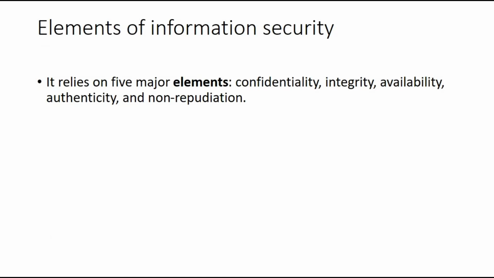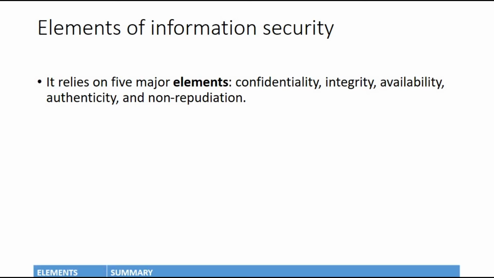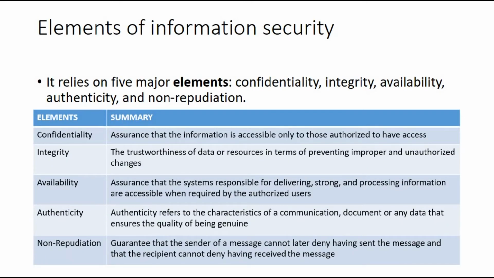and many more. Okay, so now the next one is elements of information security. So what are the elements of information security? That is confidentiality, integrity, availability, authenticity, and non-repudiation. So we will discuss them one by one.